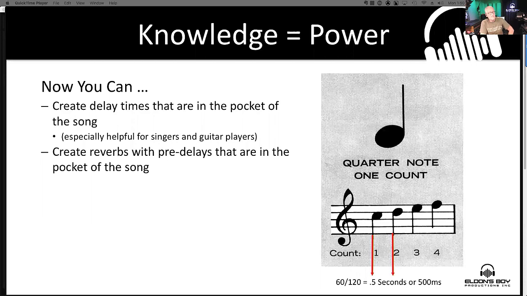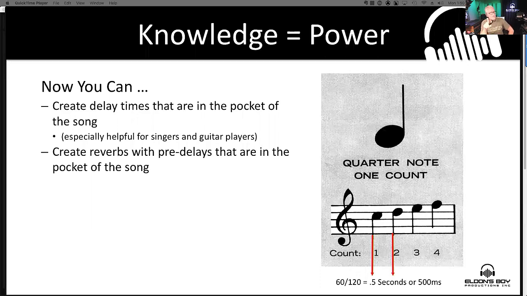The other thing it allows you to do is start thinking with some purpose of how much pre-delay should I put in a reverb? Now you can mathematically take it down and go, okay, it looks like 60 milliseconds will fit great into my song. It'll keep things in time. I won't get it all out of whack.